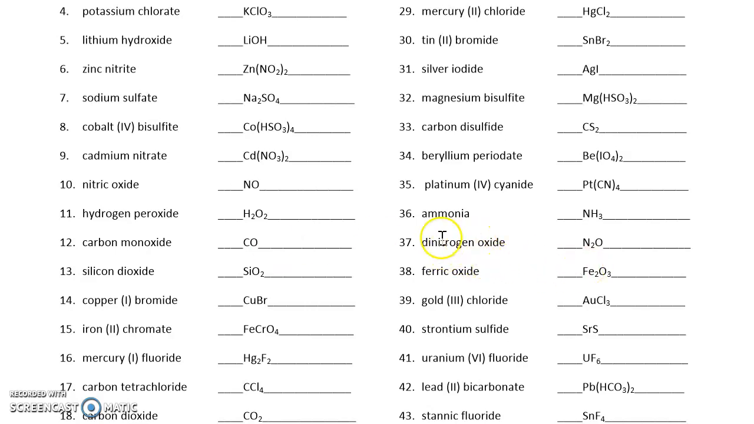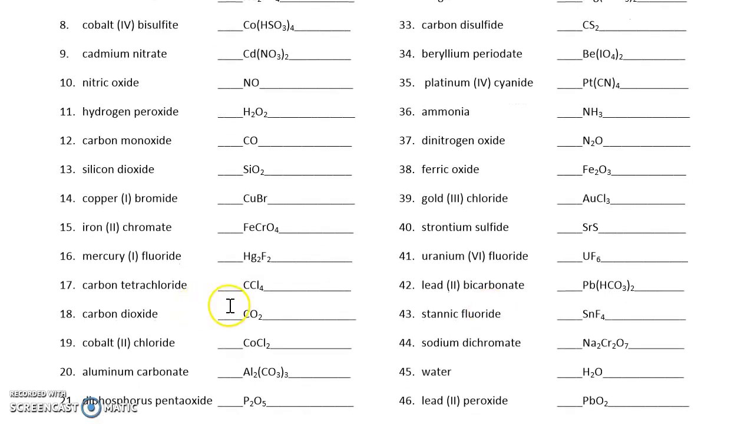If we look at number 37, we can begin a name with a prefix. That's okay, so long as the prefix is not mono. So in 37, we have dinitrogen oxide, because we have a 2-to-1 ratio of nitrogen to oxygen. Another way you could say this is dinitrogen monoxide. There's nothing wrong with having the monoxide here. So that would be fine too.